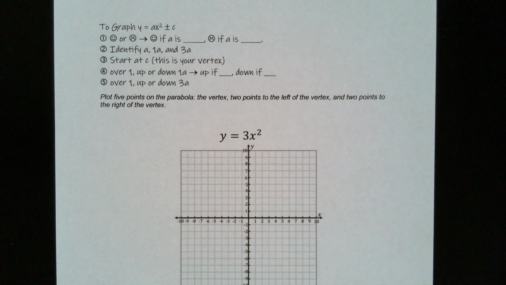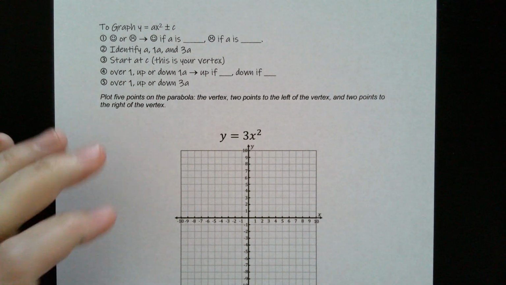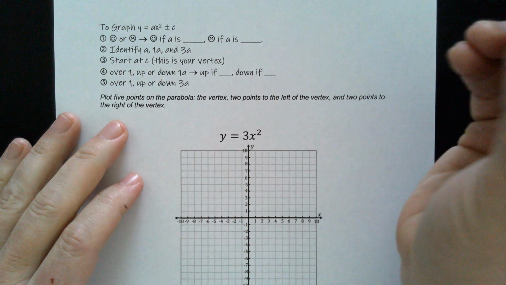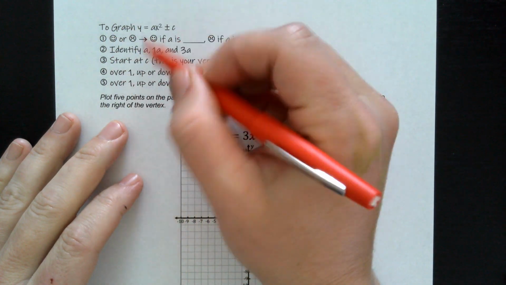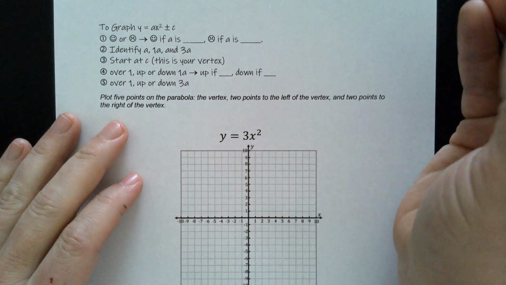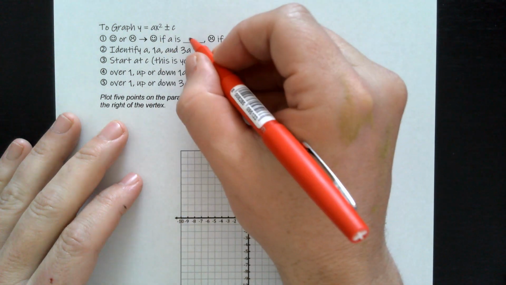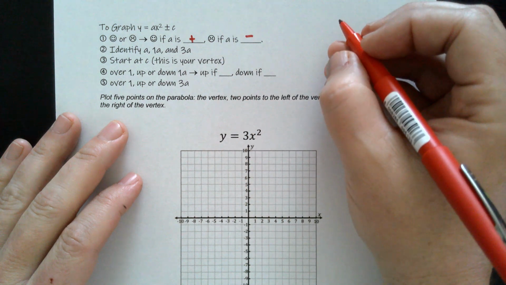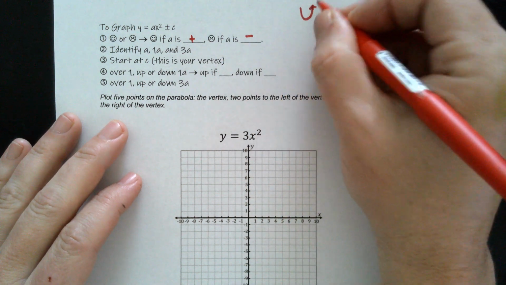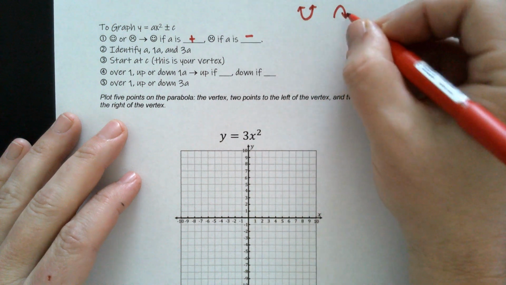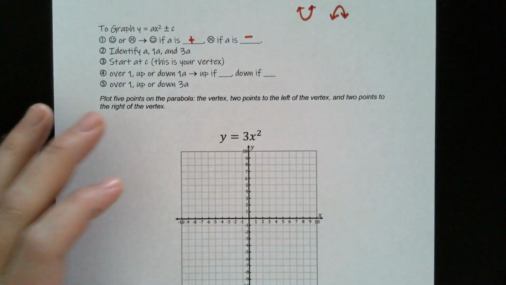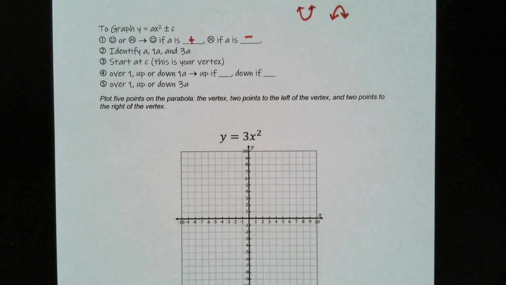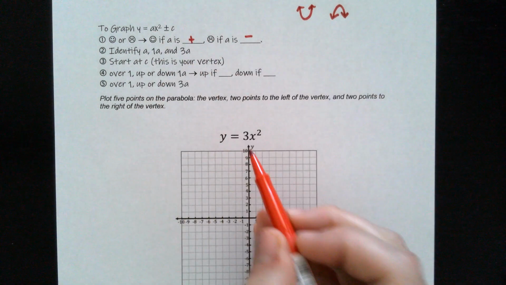First of all, to graph y is equal to ax squared plus or minus c, you need to figure out which direction it opens. Is it a smiley face up like this, or a frowny face? It's a smiley face if a is positive, and a frowny face if a is negative. So positive a means it goes up like this. Negative a means it goes down like this. So we identify what the a is. That's the number out in front of the x squared. We can see one right here.